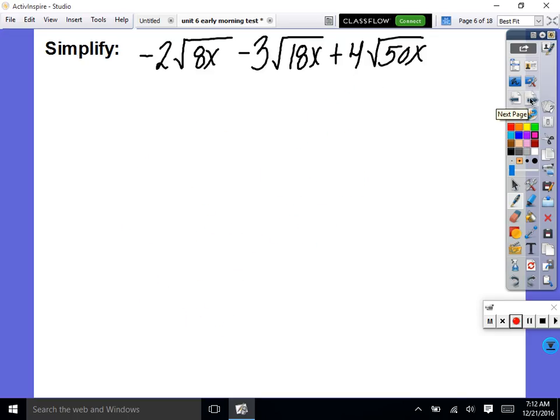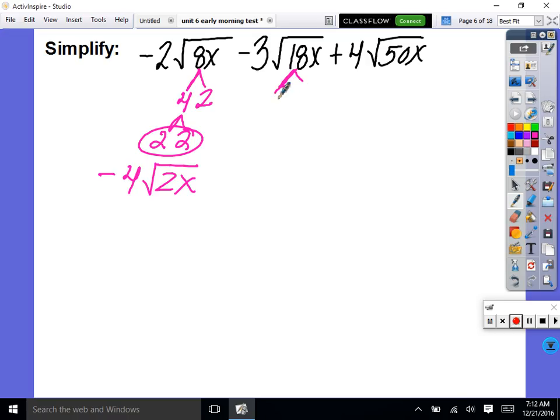Simplify. So once again, you don't know if they're like radicals unless you break it down. So 8 breaks down into 4 and 2, 4 breaks down into 2 and 2. Don't miss these ones, they're easy if you pay attention. There's a negative 2 on the outside. We're pulling out a 2, not a 4, correct? We're taking the square root of 4, which is 2. Anyways, we're pulling out a 2, so that's negative 4 square roots of 2x.